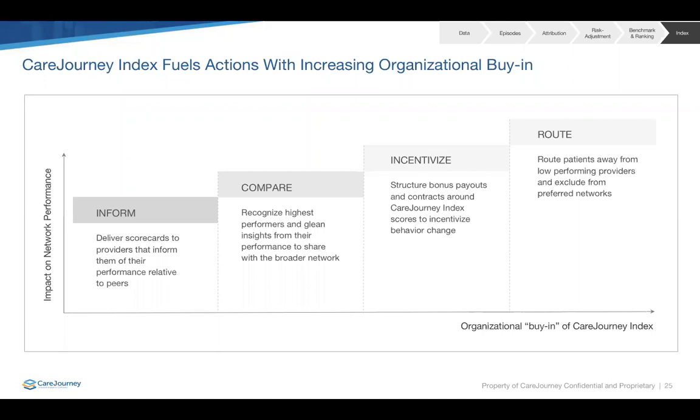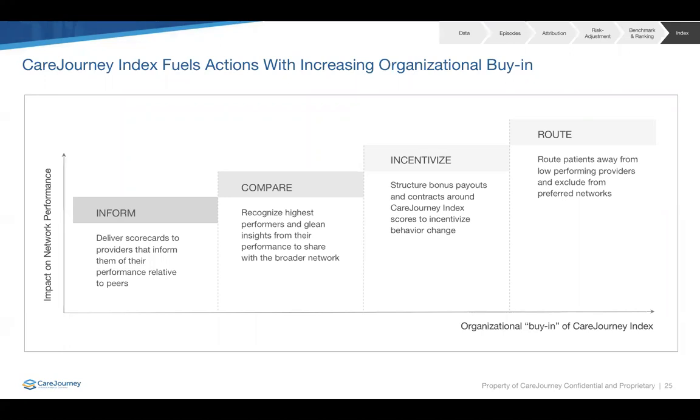We view the CareJourney Index as having an opportunity for involvement all the way from the I'm curious phase to I'm all in phase, and I want to drive referral patterns as a result. We think the I'm curious phase is where many organizations are starting. CareJourney Curious. We're going into the inform model, where the goal is to figure out how do we see ourselves.